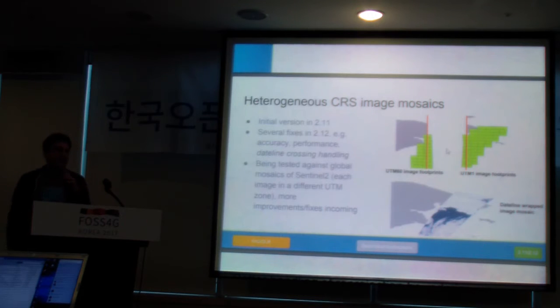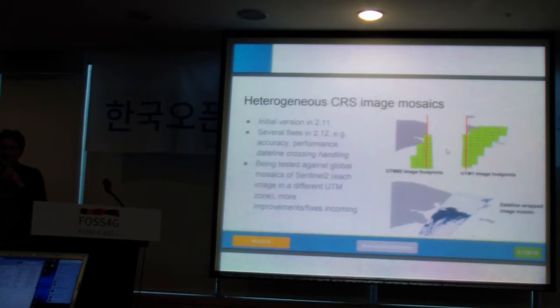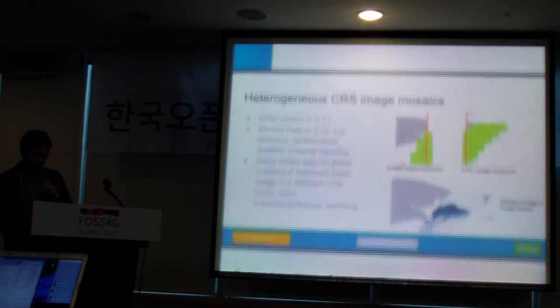Copernicus, well, the satellites take images that unfortunately cross the dateline. They are part before, part after, and when you are projecting that, fireworks start. It's a really difficult problem. It took me a few days to crack it.